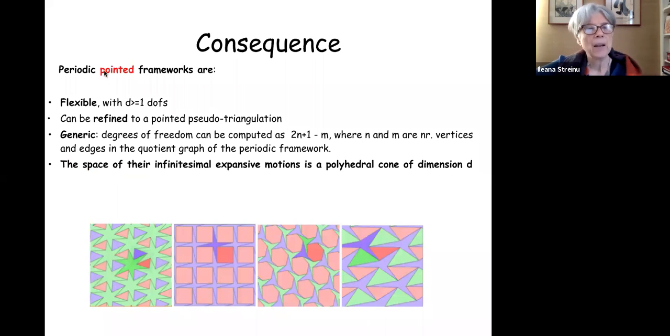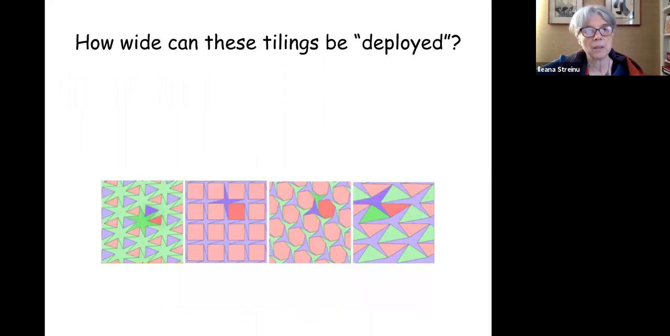Good, so consequences. Now, if I'm only focusing on pointed, not necessarily pseudo-triangulations, they are flexible, but with perhaps more than 1 degree of freedom, but they can be refined to pointed pseudo-triangulations. So in other words, if they can be refined, there will always be expansive motions possible. And they're generic. That's another very interesting property. So the degrees of freedom can be computed with the extension to periodicity of the Maxwell counts. These are counts that actually come from work that Ciprian and I did. We proved that generically this is the case, just looking at the quotient graph of the periodic framework. So the pseudo-triangulations are always generic. And the space of the infinitesimal motion is this polyhedral cone. So this is just a summary of properties.